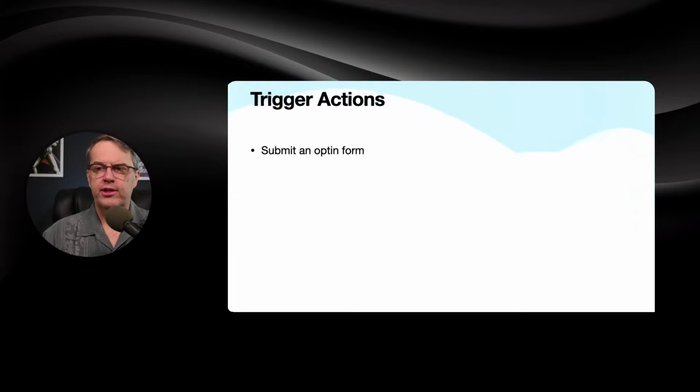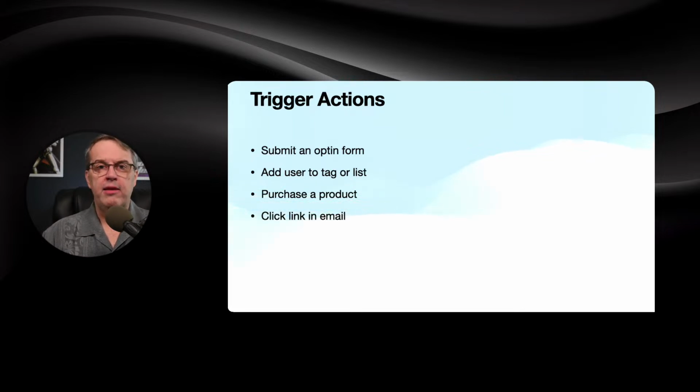So, trigger actions. Somebody submits an opt-in form, that could be the trigger. You add them to a tag or a list. They purchase a product or service, depending on what you're offering. They click a link in an email, and that goes back to the SmartLinks. They could click that, and that could start off a completely different automation. But those are things that can kick off automations. Since we're talking about onboarding, we'll just continue on.